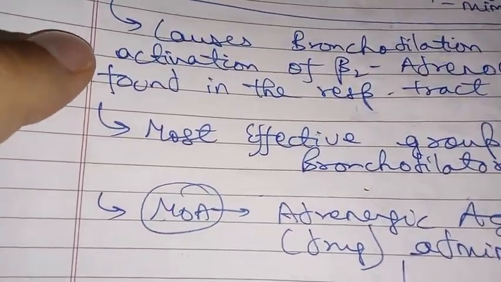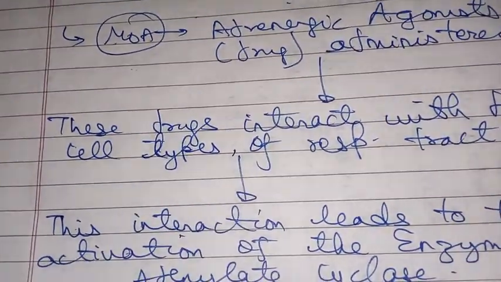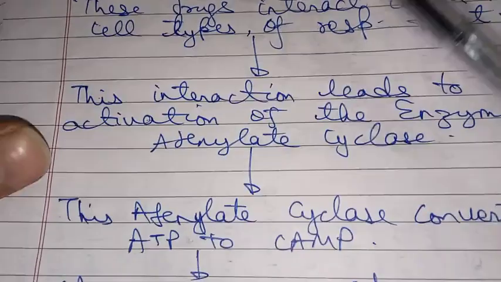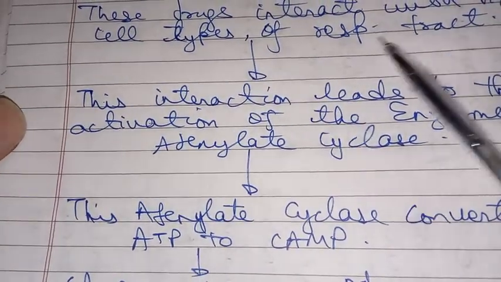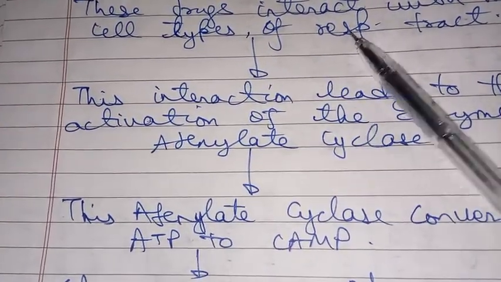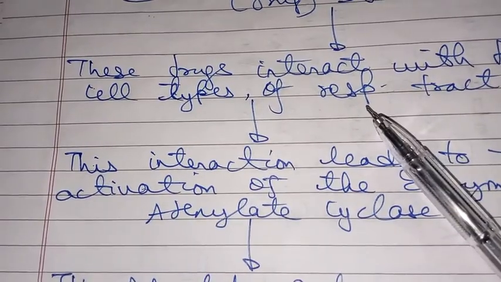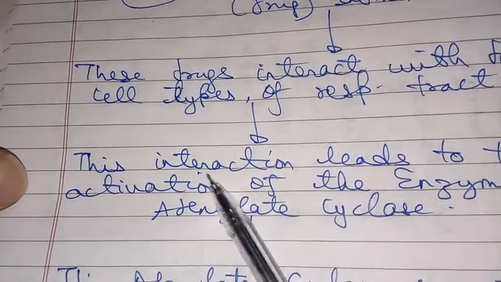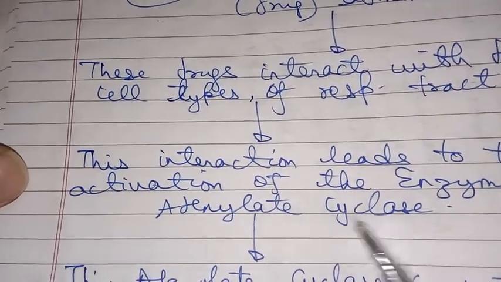Now we will be discussing the mechanism of action. How do they actually work? The adrenergic agonist is the drug that will be administered. Then this drug will interact with different cell types of the respiratory tract. There are different types of cells in the respiratory tract, for example inflammatory cells, neutrophils, or smooth muscle cells. This interaction leads to the activation of the enzyme adenylate cyclase.